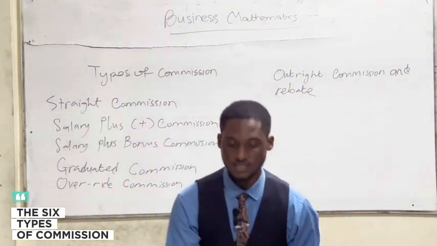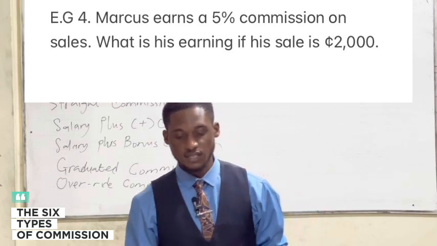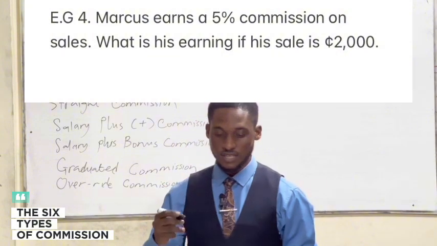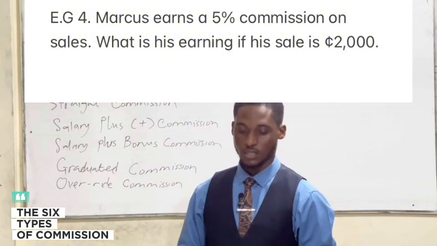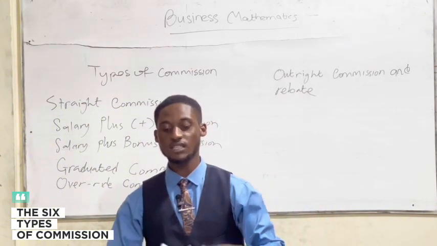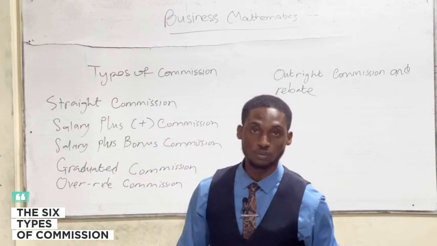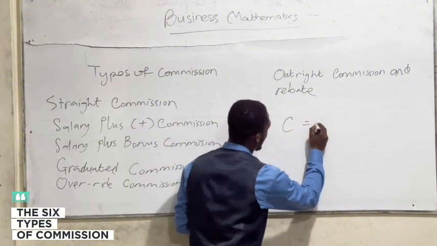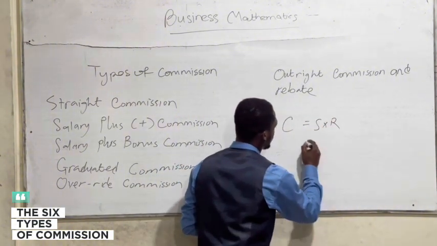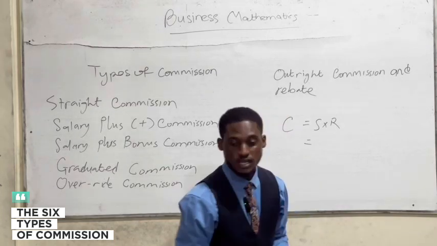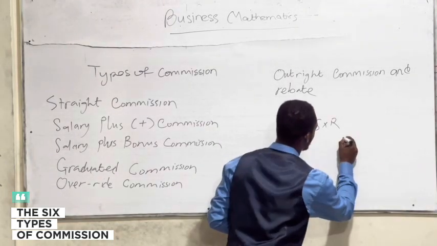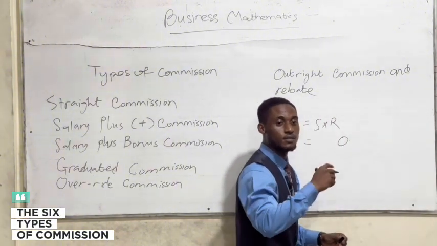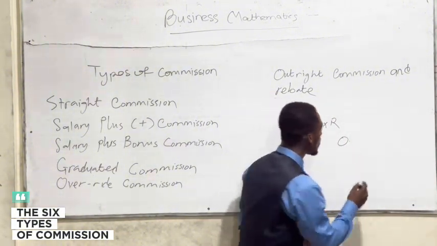So for example, Marcus earns 5% commission on sales. What is his earnings if his sale is 2,000? So in this example, Marcus earnings is based on the 5% commission alone. So now we state our variables. Marcus gained 5%, which is the rate. So 5% will be divided by 100 and brought to decimal, making 0.05.